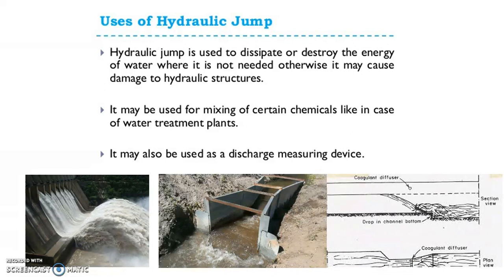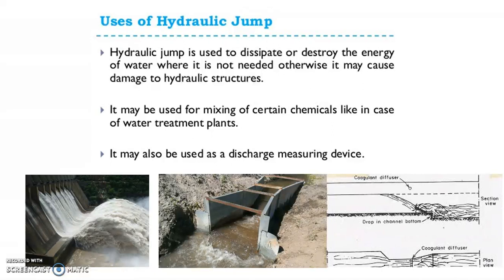The second one is that it may be used for mixing of certain chemicals, like in water treatment plants. For example, this image shows a water treatment plant where you have something called coagulation. Coagulation is mixing of chemicals for the secondary sedimentation process. And this mixing is done with the help of a jump here, and this jump will induce a flash mixing of coagulants into the existing water, and thereby you can have the sedimentation aided with coagulation. Hope you have studied this.